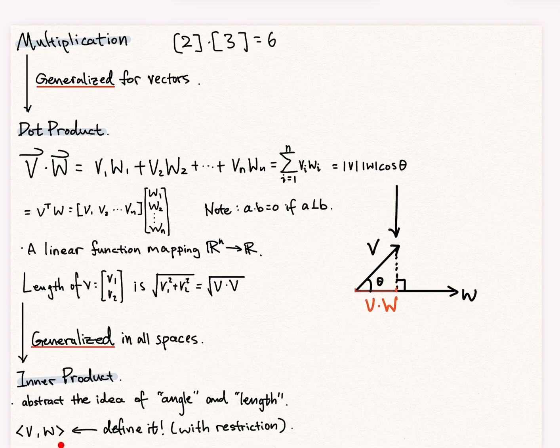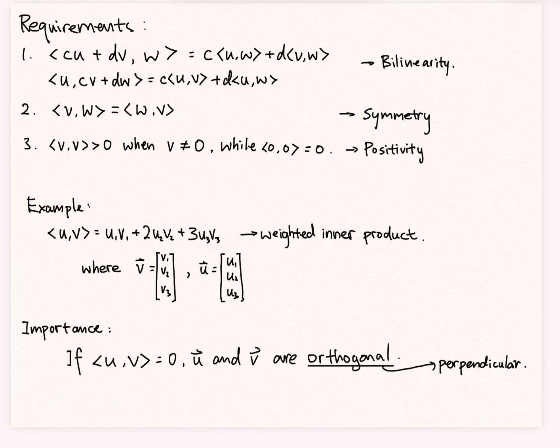This could be defined as a dot product, so you can see this as v dot w, but inner product is more general than that, and we can define it however we want in different spaces, even function space, with restrictions though. So now we'll see the restrictions.